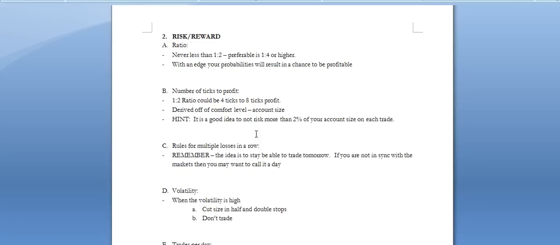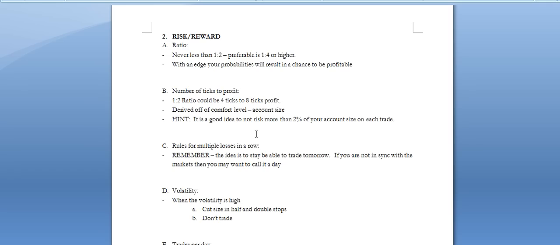Section A, ratio. What ratio means is I'm going to risk X units to earn X units. For example, I would recommend never less than a 1 to 2 ratio, but preferably a 1 to 4 ratio. So let's look at this. I'm going to risk 1 unit to earn 2 units, or preferably 1 unit of risk to earn 4 units or higher.